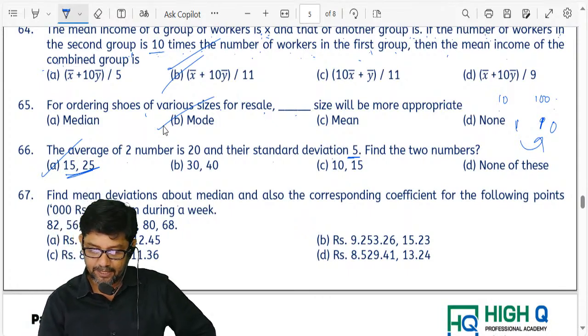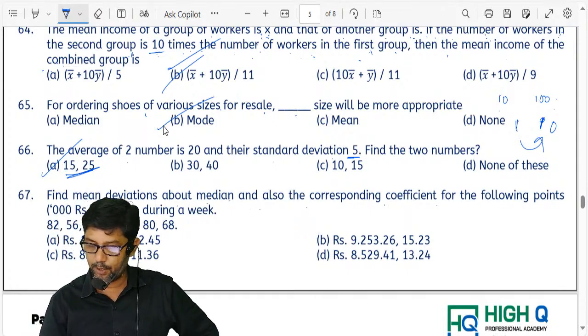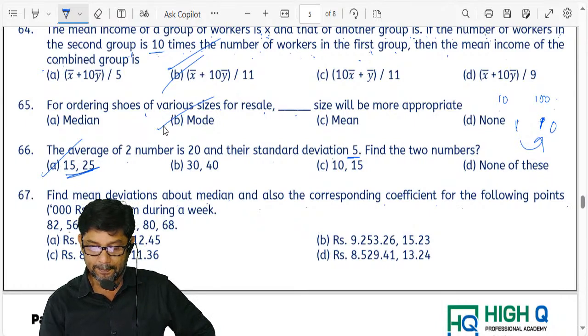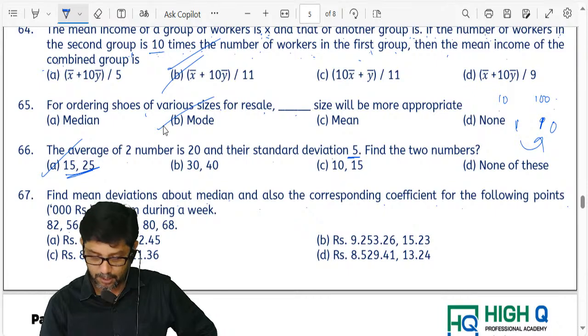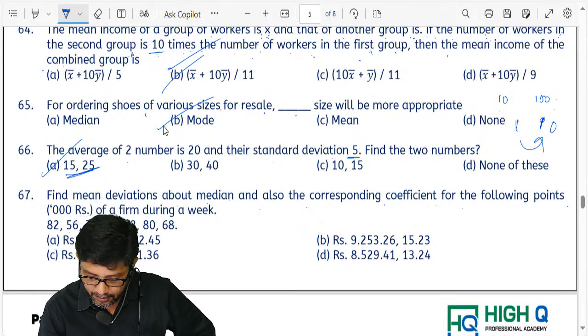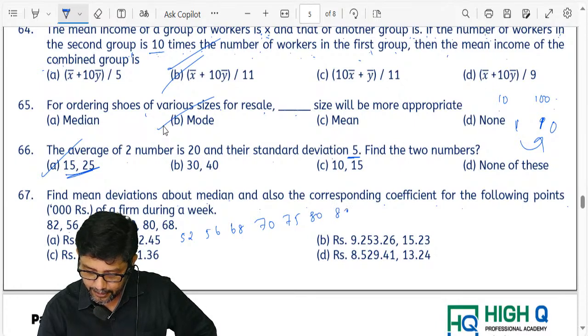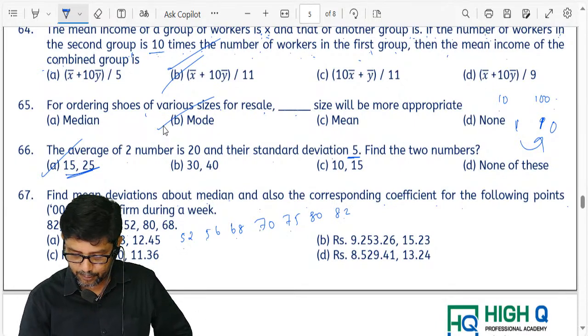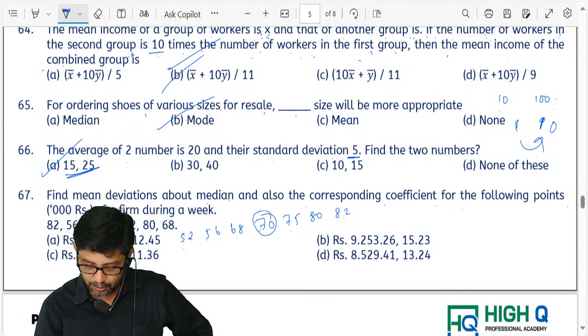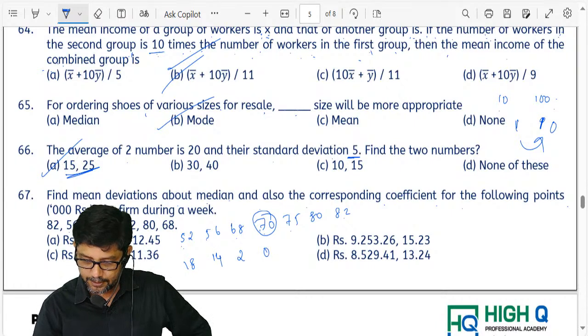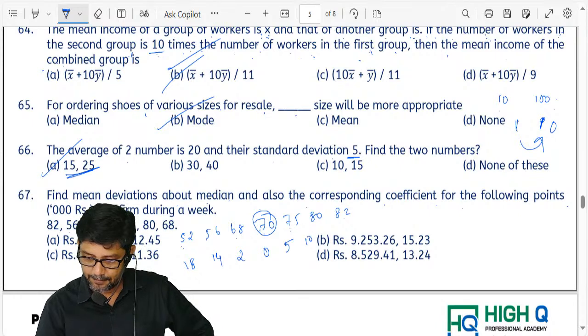Next, find mean deviation about median and also the corresponding coefficient for the following pairs of numbers. Okay, mean deviation about median. First we have to arrange them in ascending order. What is it, my dear? First one is, tell me. 52, 56, 68, 70, 75, 80, 82. 1, 2, 3, 4, 5, 6, 7. So therefore, this is my median. So 52 minus 70 is 18, 14, 2, 0, 5, 10, 12.